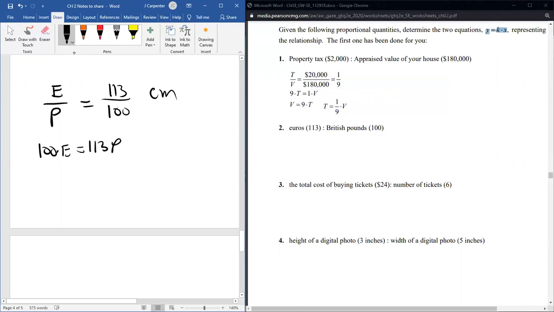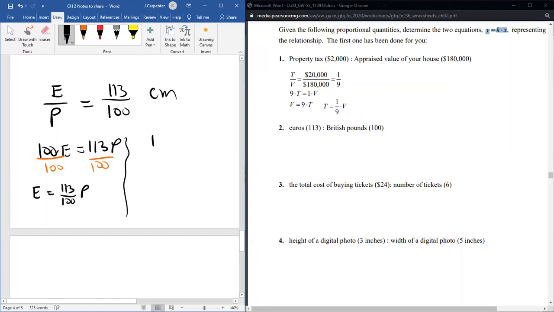Then from here, you solve for either E or P. Again, if this was a bigger problem, maybe I say, all right, well, if we had 1 pound, how many euros would we get? That means it would be best for you to solve for E. Or if I say, if I gave you 2 million euros, how many pounds would that be? That means you would prefer to solve for P. So if you prefer to solve for E, you divide both sides by 100, which would give you E equals 113 over 100 P.